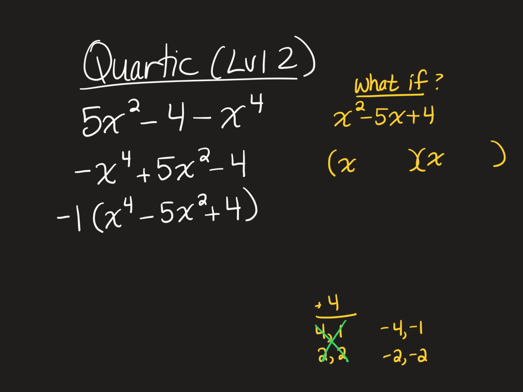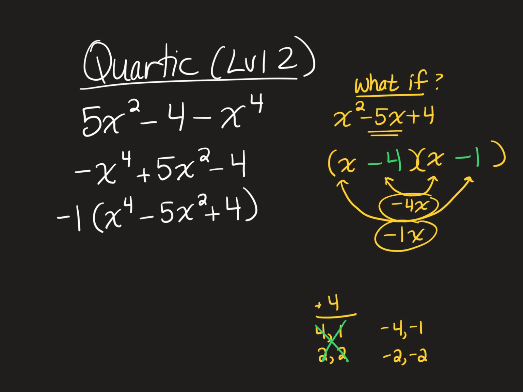So what I do know is it's either negative 4 and negative 1 or negative 2 and negative 2. I'm going to pick one. Let's try negative 4 and negative 1. And remember in the video, we talked about you guess and then you check. So when I check, I'm going to have negative 1x and then minus 4x. If I add these two numbers together, look what I get. I get negative 5, which is what I need. So I know that this is the right way to factor that trinomial. I don't need to try anything else.